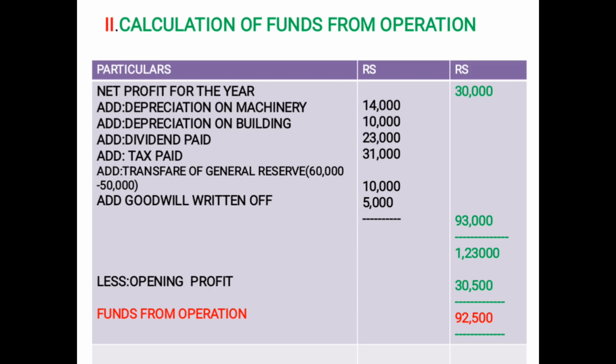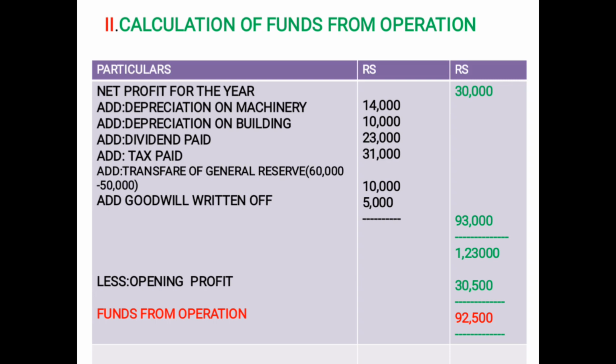Now the second part. All the adjustments are over. Then we calculate the funds from operation. First we take the net profit for the year 30,000. Whatever the adjustments are, according to the format: depreciation on machinery 14,000, depreciation on building 10,000. We already calculated these in the machinery account and building account. Add dividend paid 23,000, as given in the problem adjustment. Tax paid 31,000, which we calculated in the provision for taxation account in the working.